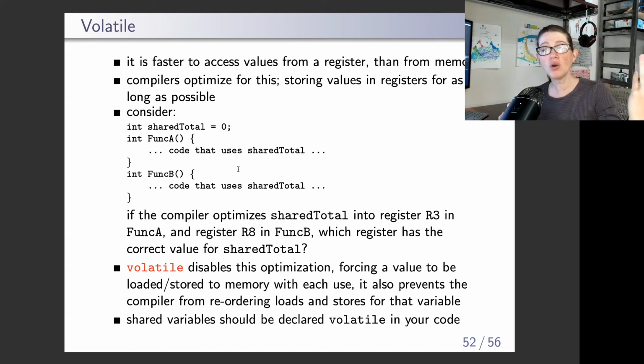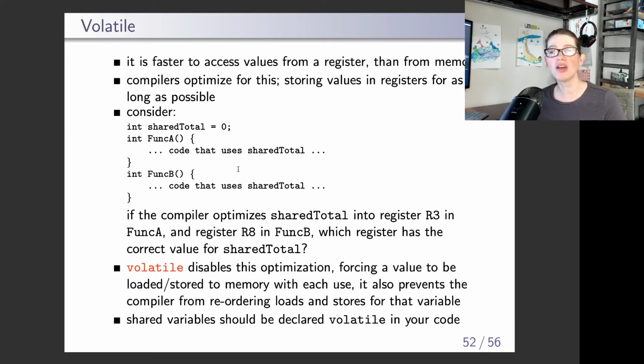Because if shared total is in register 3 in function A, and shared total is in register 8 in function B, what if those two functions run at the same time? Who has the up-to-date version or correct value of shared total? Probably neither of them. And so there's a race condition that, even if you had a lock, race condition still happened.